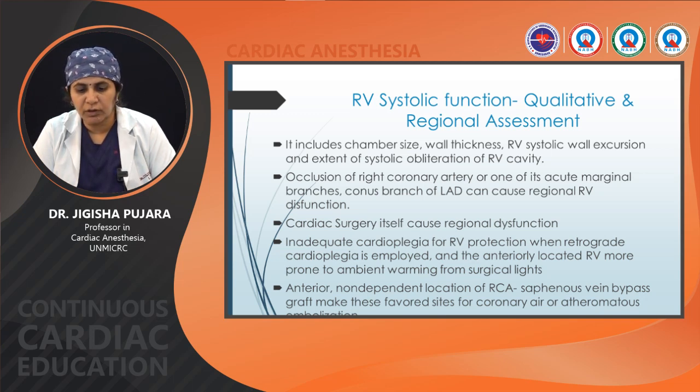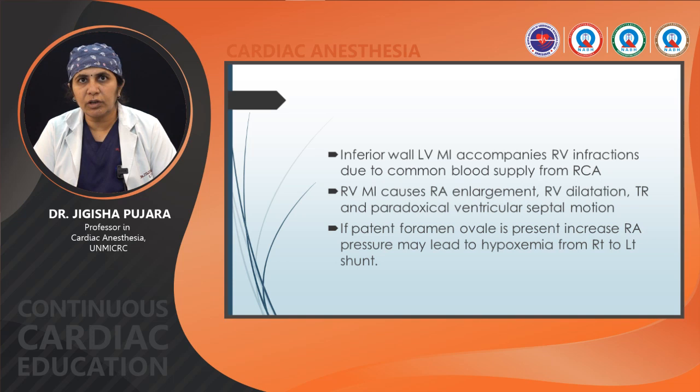So the anterior wall has more chance of inadequate myocardial protection. The anterior non-dependent location of the RCA saphenous vein bypass graft makes this a favored site for coronary air or atheromatous embolization. Inferior wall LV MI accompanies RV infarction due to the common blood supply from the RCA. Right ventricular MI causes RA enlargement, RV dilatation, tricuspid regurgitation, and paradoxical ventricular septal motion.